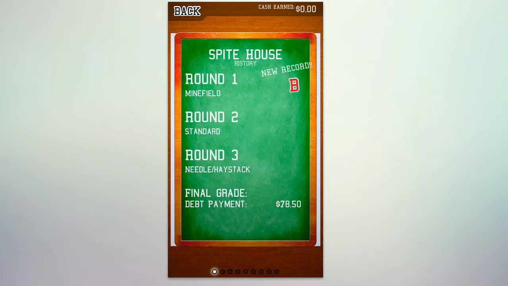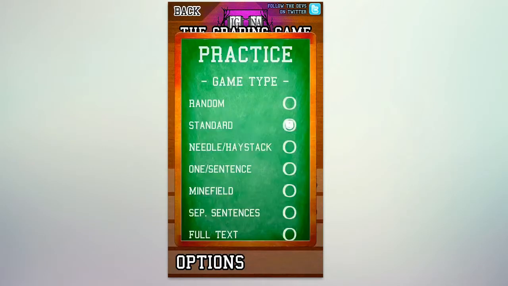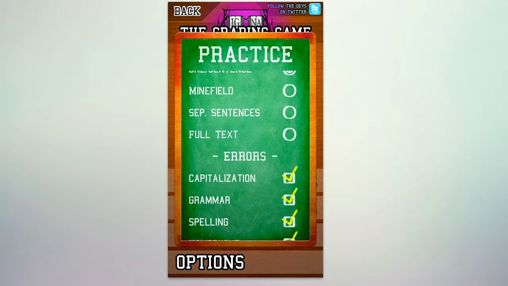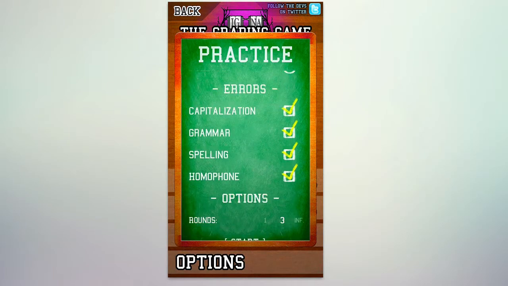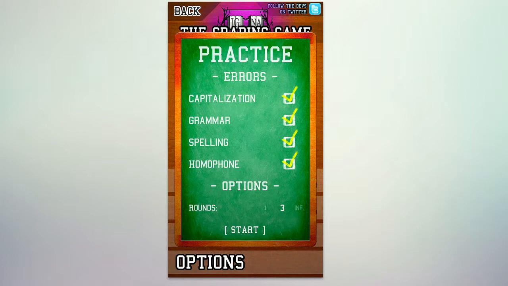You get papers that are much more in depth and have more difficult errors. Those are just the basic errors. You go into practice mode here, like I said, and you can practice random stuff like standard, minefield, one sentence, for example. And you can pick specifically the errors you want to go through. So you have errors like capitalization errors, grammar errors, spelling errors, homophone errors, a whole bunch of stuff.